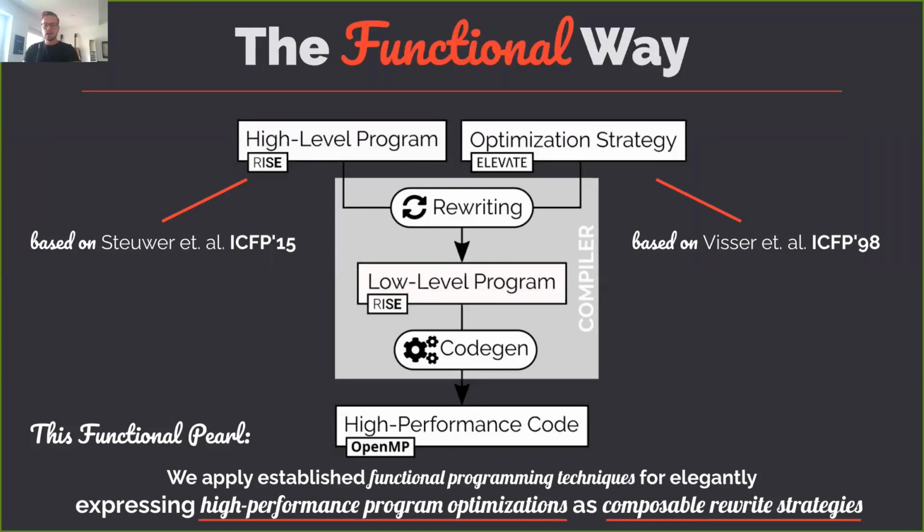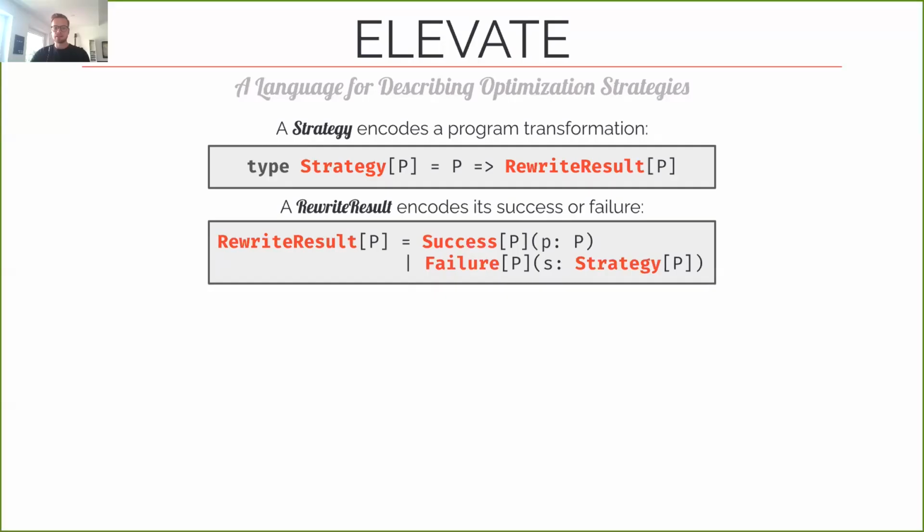Our compiler then rewrites the RISE program based on the optimizations described in the Elevate strategy and eventually generates high performance code. Our functional Perl is all about how to express the high performance optimizations, typically applied manually or using the schedule-based approach, however, as composable rewrite strategies instead. All right, let's see how we do this, and we'll start by taking a closer look at Elevate, our language for describing the optimizations. The most basic building block in Elevate is a strategy.